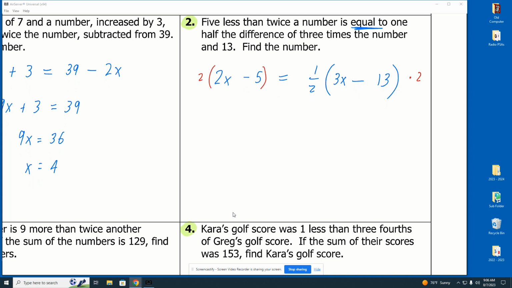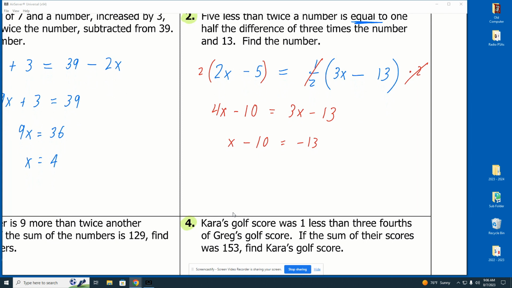What's 2 times 2x? And what is 2 times negative 5? And then on the other side, of course, that 1/2 and that 2 canceled each other. And that allowed the 3x minus 13 to just drop straight down. Which one am I going to move, 4x or 3x? Yep, I like moving the smaller one, so I'm subtracting 3x from 4x. What's 4x minus 3x? So 1x, or x, minus 10 equals negative 13.